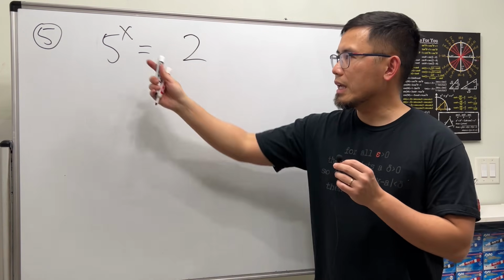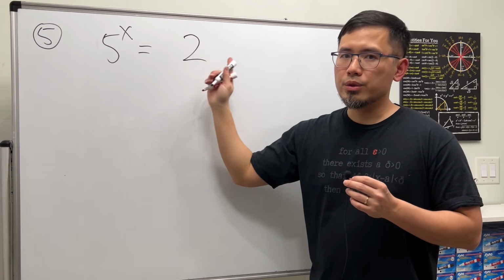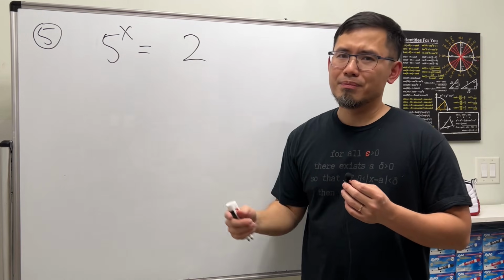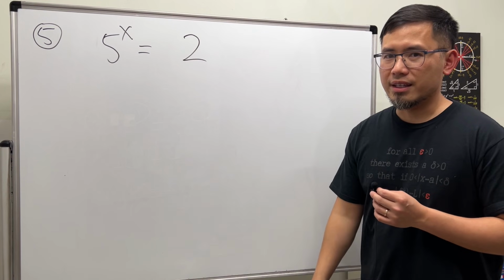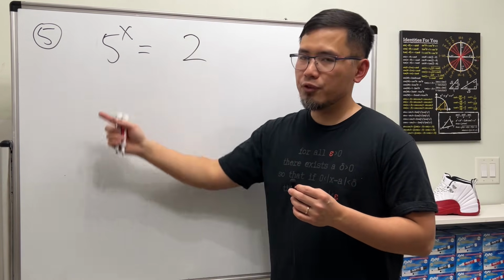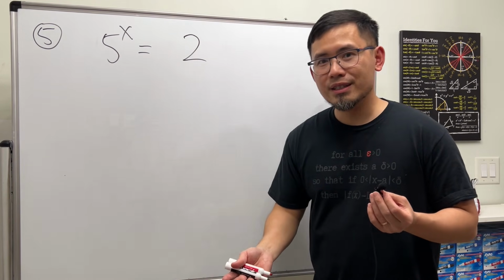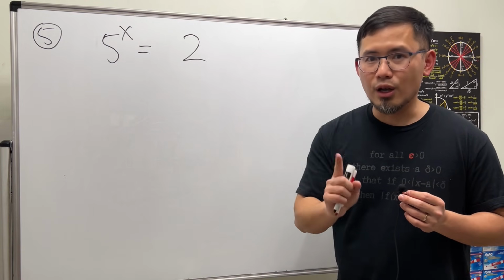Okay, for the next one, we have 5 to the x power equal to 2. For the 5, you cannot really break it down anymore. Likewise for the 2, we cannot break it down anymore. So they have different bases. Now what? The key is to use the logarithm.